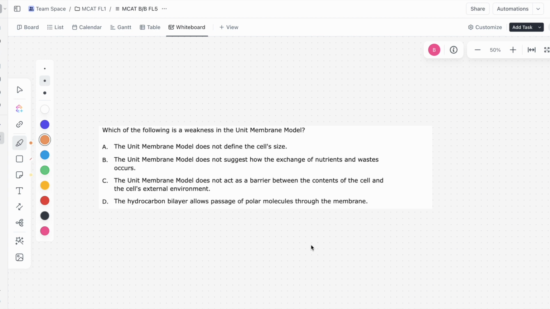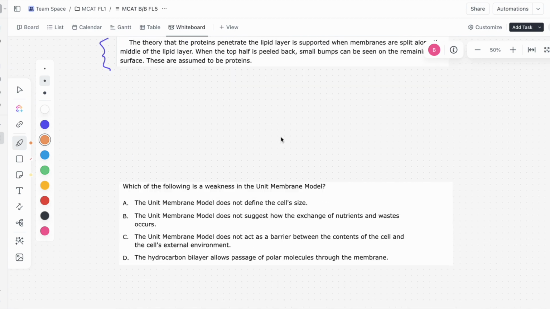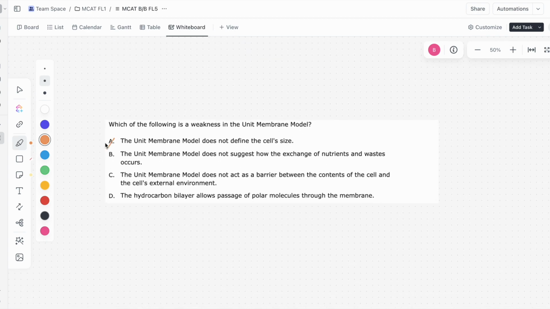All right, let's take a look at the last question of this passage. It says, which of the following is a weakness in the unit membrane model? A: The unit membrane model does not define the cell size. The cell size actually doesn't really depend. So remember, these theories are trying to describe the membrane structure. Neither the unit membrane model nor the fluid mosaic model describe how this would actually determine the cell size. So it's not necessarily a weakness that they don't talk about it. That's just outside of the scope of what they're trying to describe here. So A is not the correct answer.